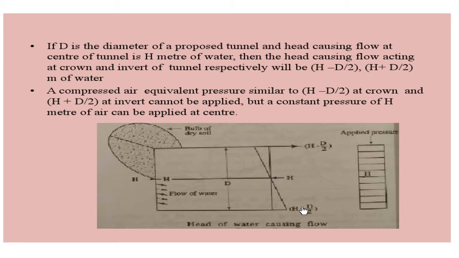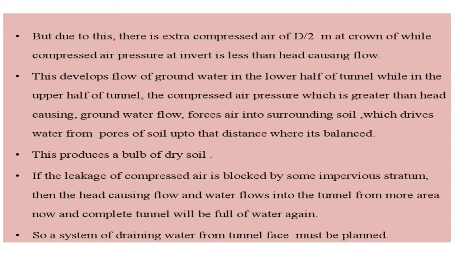Okay. Coming to the lower portion, what happens? The exact head which causes the flow of water is h plus d by 2, and the pressure you are giving is only h. Then will it stop the water from entering? No. Since the pressure counterbalancing should happen, h plus d by 2 is required, but what we are giving is only h. So there is a deficiency of d by 2 here. That means water will enter from the inward portion. So in the upper half, a bulb of dry soil is formed, and in the lower portion, what happens?